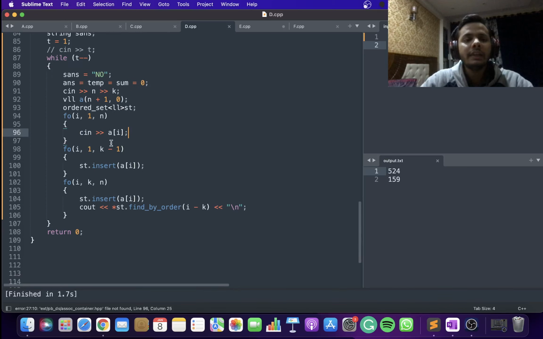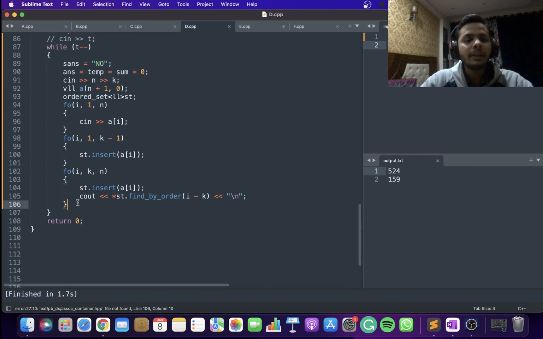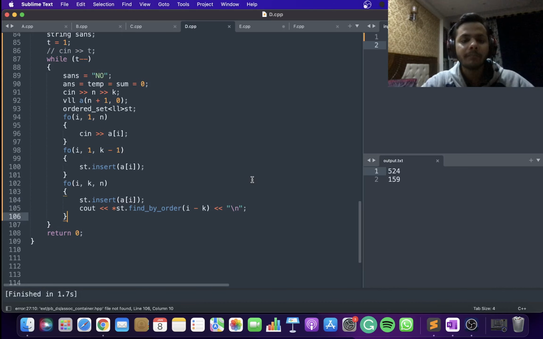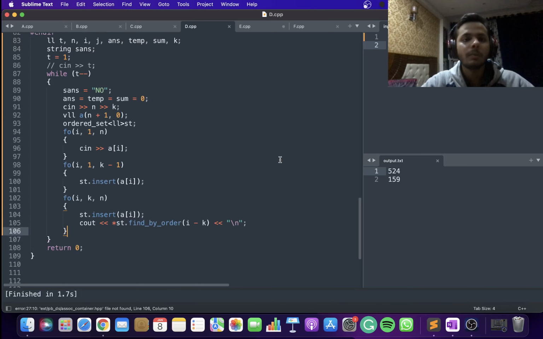So first of all, we insert all the elements from 1 to k minus 1 in our ordered set, and then we go from k to n. We insert the ith element, so that makes the ordered set contain all the elements in the prefix from 1 to i, and you just find the element which is the (i minus k)th smallest element. If it is the (i minus k)th smallest element, it becomes the kth greatest element, because the total number of elements in the set is just i, right? And that's just what we want. So yeah, this completes the solution to problem D.